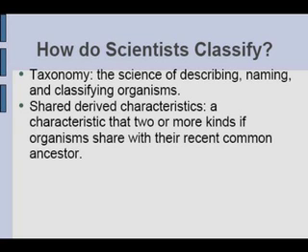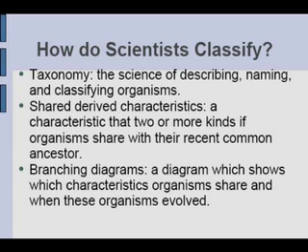Scientists also use shared derived characteristics. This is a characteristic that two or more kinds of organisms share with their recent common ancestor. Finally, scientists use branching diagrams to show which characteristics organisms share and when these organisms evolved. The rest of our lecture will now focus on the analyzing and construction of branching diagrams.